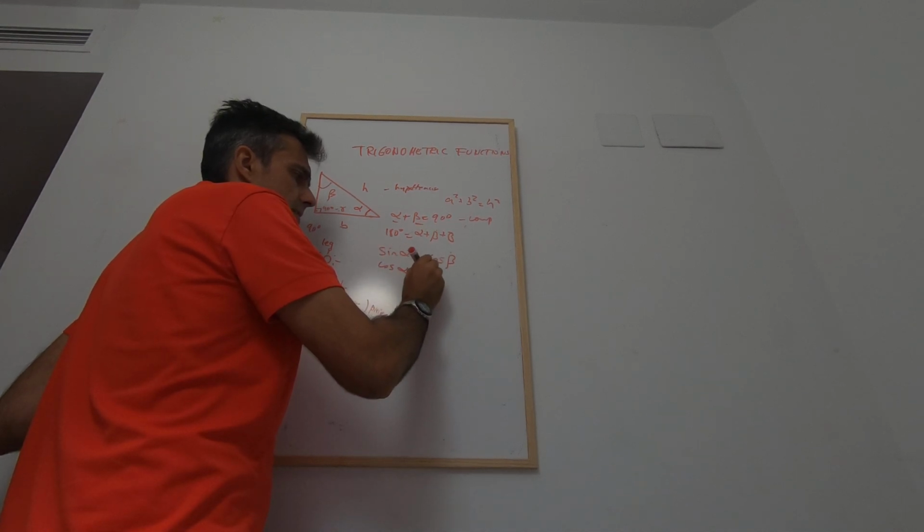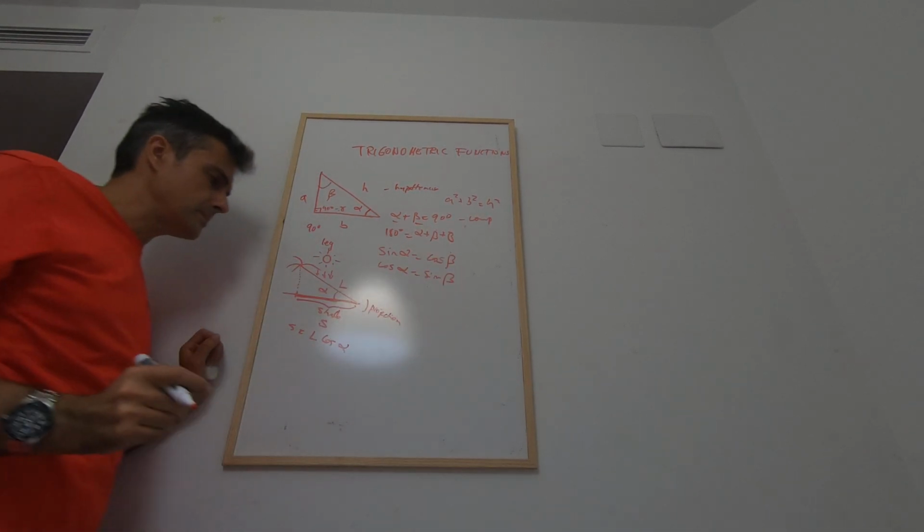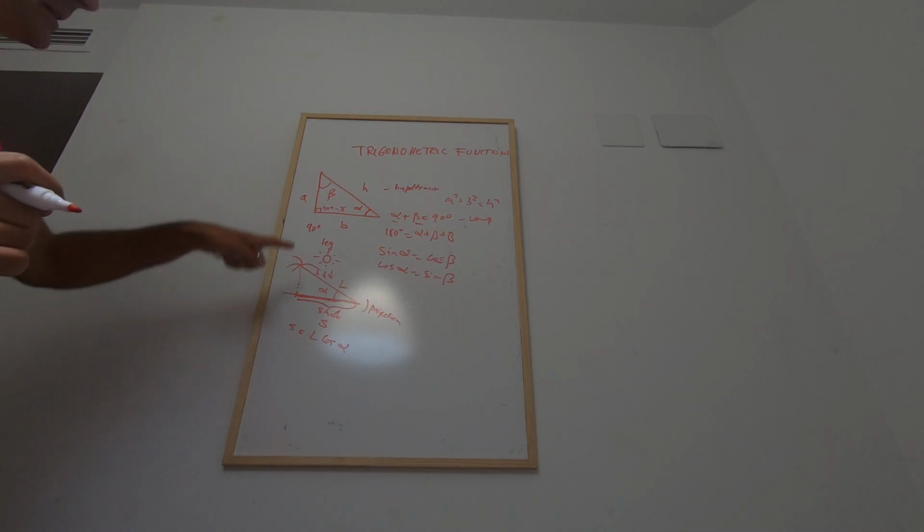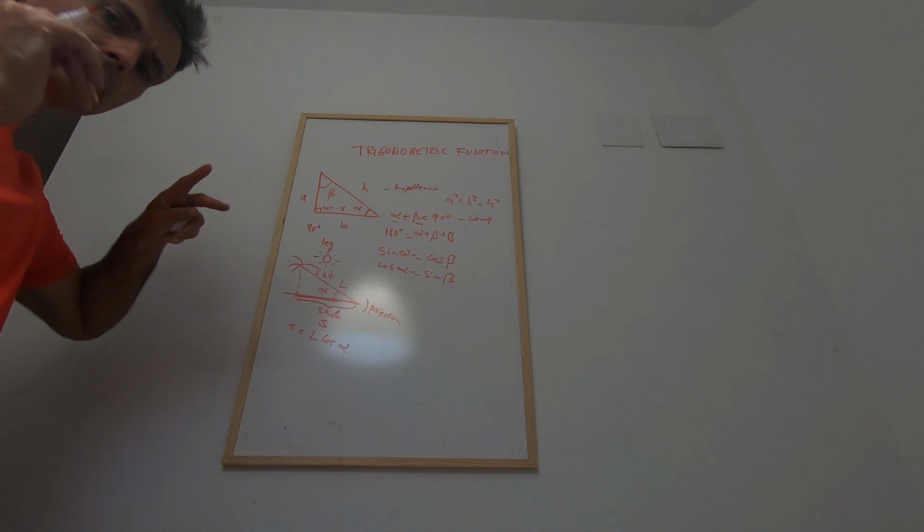Of alpha is the sine of beta. That's what it means, they are complementary. It's a property that can be proved. So once I remember that, you know, how I stuck this in my mind.